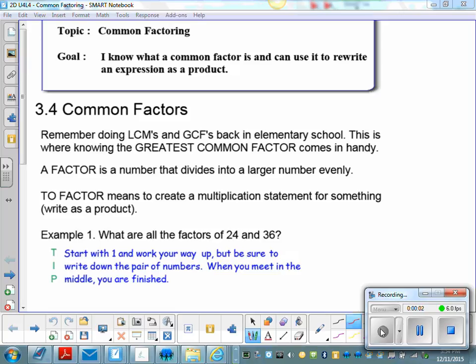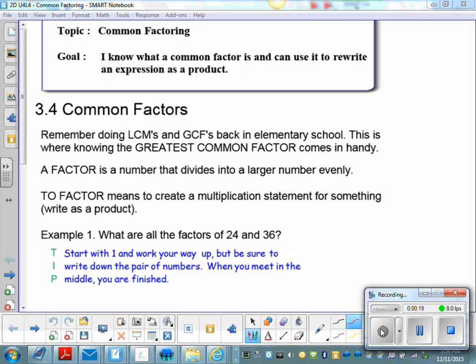So most recently we've been looking at expanding different algebraic expressions. So we've been multiplying binomials together, for instance. Today we're going to start taking a look at something called factoring. And factoring is the opposite of expanding.